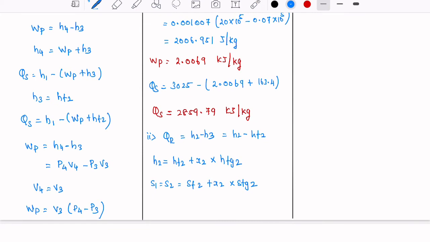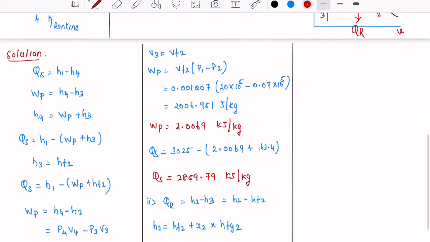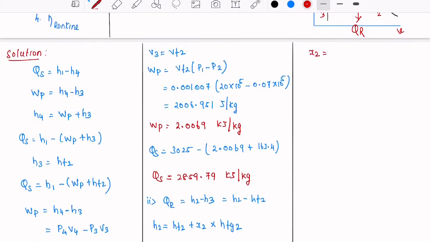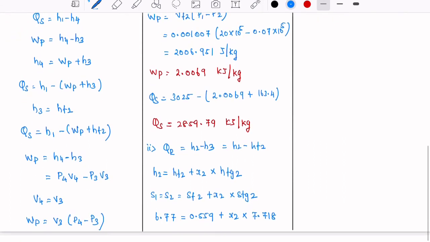By substituting, S1 and S2 is nothing but 6.77, which is equal to SF2, given as 0.559, plus X2 into SFG2, given as 7.718. From this, the value of X2 is calculated as 0.8. Now, substituting the value of X2 in the enthalpy equation, you can find the value of H2.